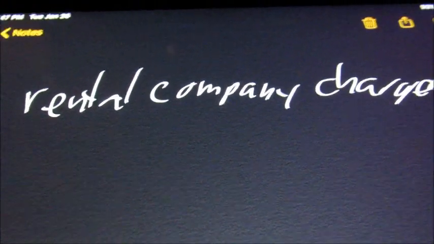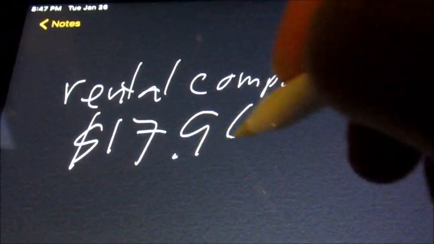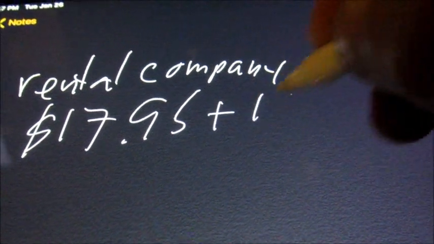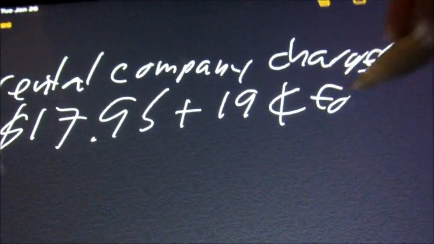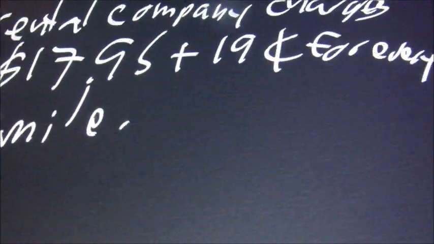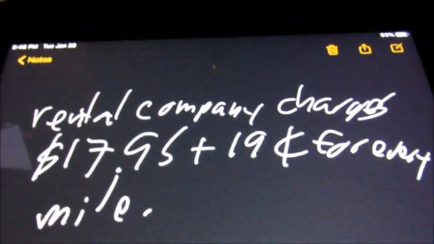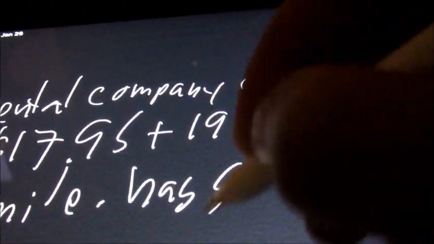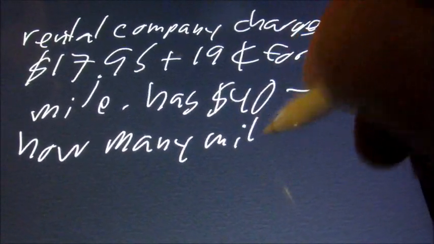Next, we have some word problems. So, a rental company charges $17.95 plus 19 cents for every mile. Okay, so it's going to be a base charge of $17.95, and then you also pay 19 cents for every mile. If you have $40, how many miles can you go? Max.